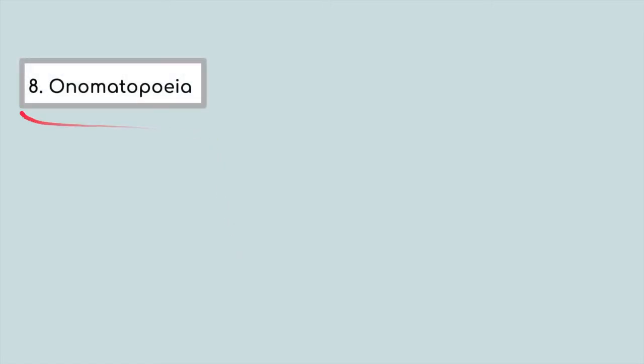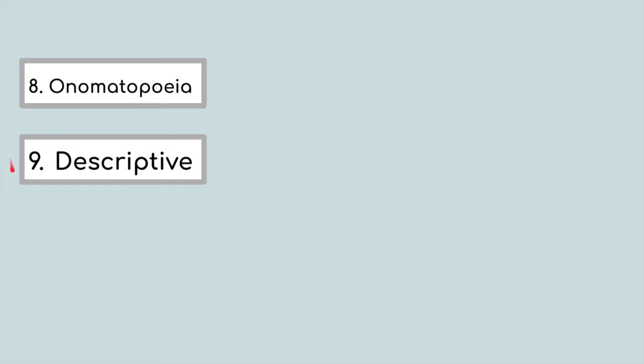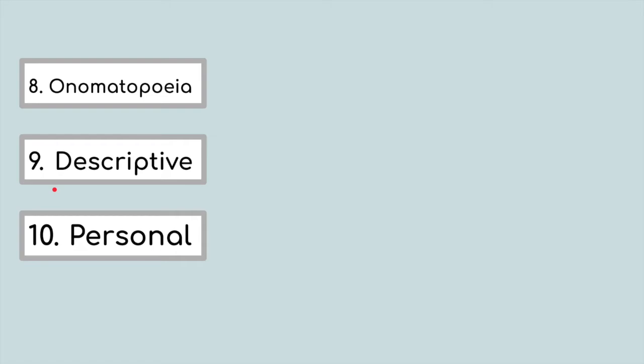Now, moving on, we have number 8, onomatopoeia. That's a hard word to spell and pronounce. You've probably heard of onomatopoeia. We'll talk about that a little bit later. 9, we have descriptive. And 10, last but not least, we have personal.